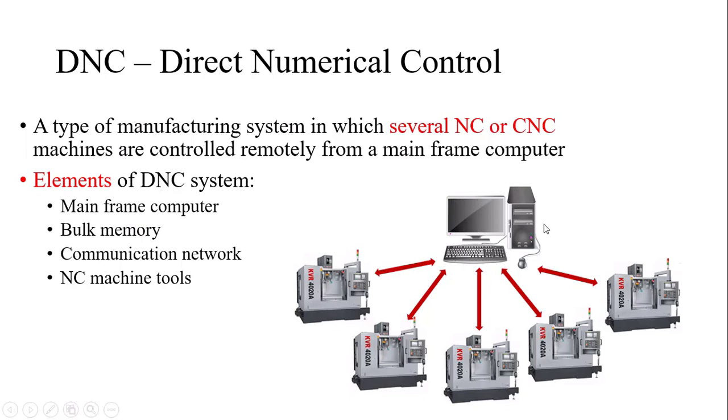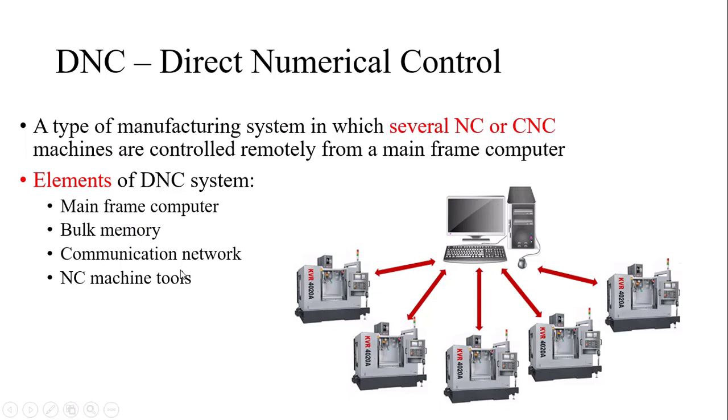You can store n number of programs into it, and whenever you need to control it, you can send the program to different machines and use it. And more importantly, the specification or the capacity of each machine is stored inside the computer. So whenever you want to check what machine is doing what, or what is the specification or capacity of my machine, you can check from the bulk memory.